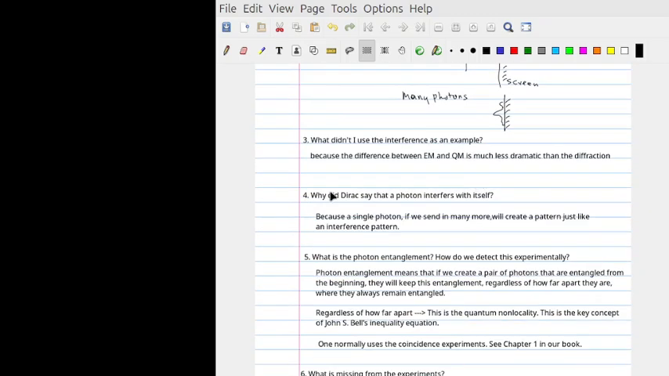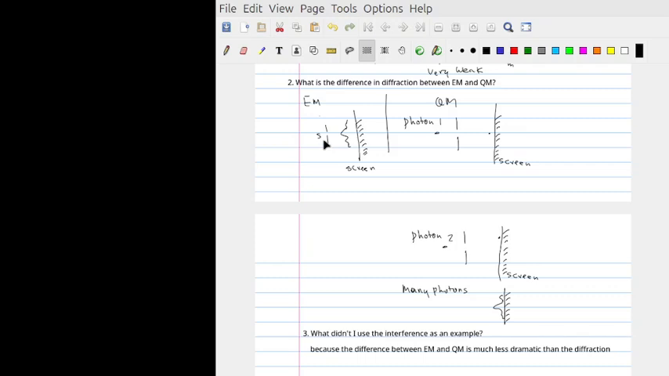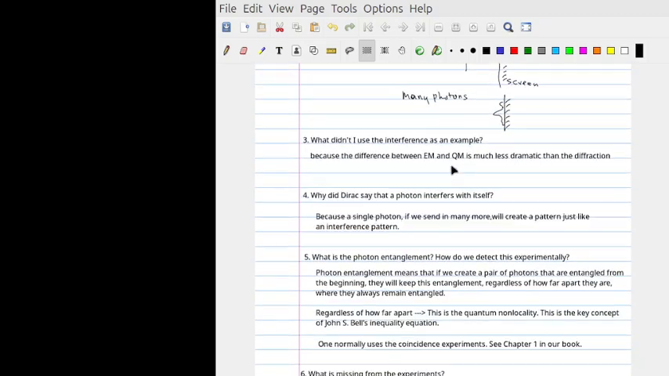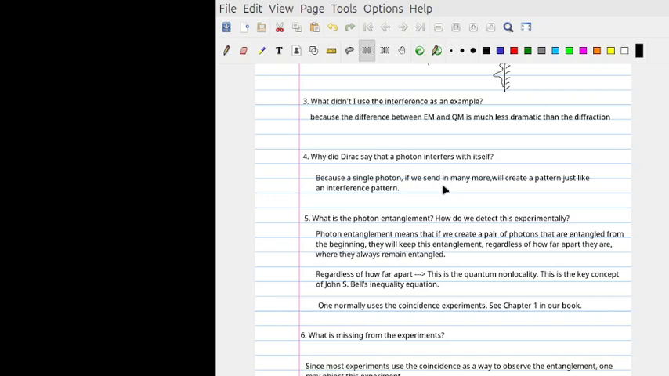Now you may wonder, why didn't I use interference as an example? Well, if we use interference, the difference between E&M and quantum is much less dramatic, because there you use two slits like that, and here I also use two slits like that. So at the minimum, you need two photons, so the difference between these two is not that obvious or dramatic, as I just mentioned.